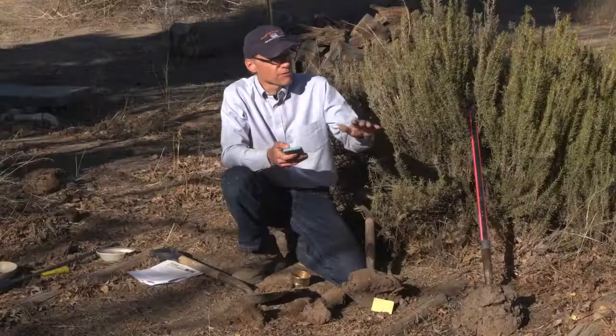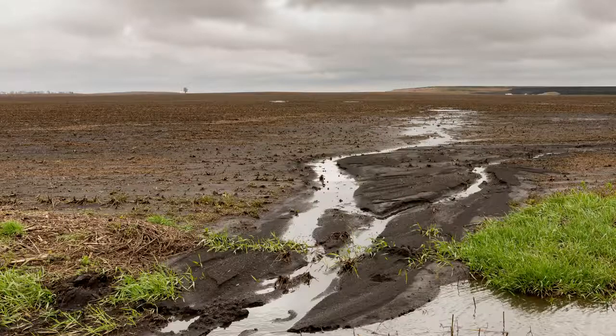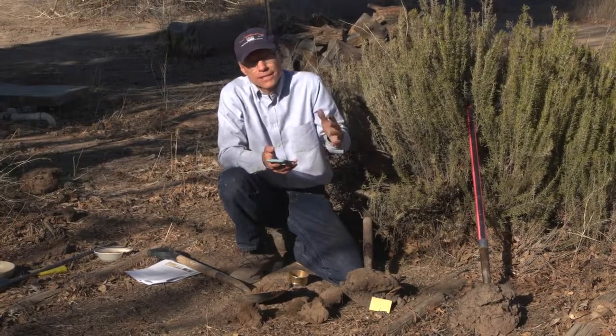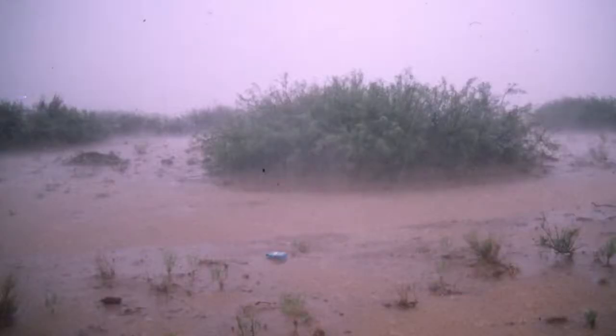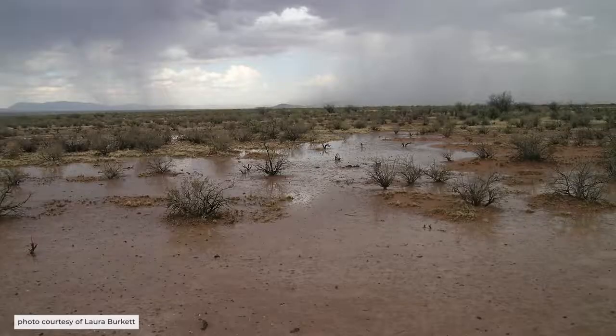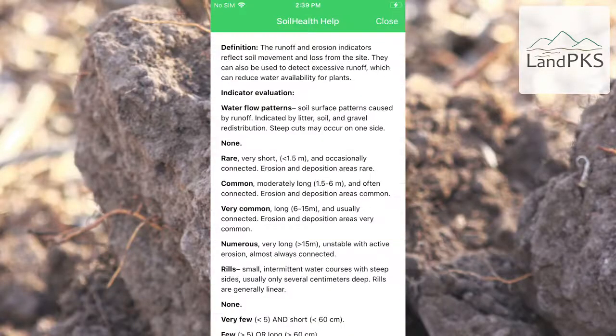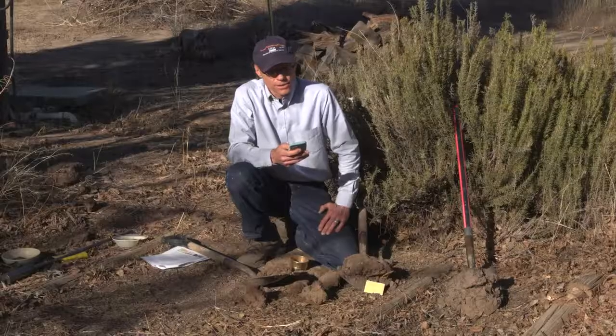And again, what we're looking for here is after a rainstorm, you'll notice that the surface of the soil often looks different. The reason it looks different is because water has flowed across the surface. If water has not flowed across the surface, you're not going to see much change. But if it has, you'll actually see the patterns that have been created by water flowing, kind of like if you go to a dry riverbed, you'll see those patterns. And again, in the question mark text, there's a good description of what each of those mean when it says none, rare, common, etc.